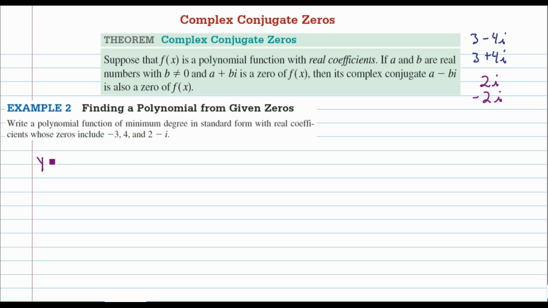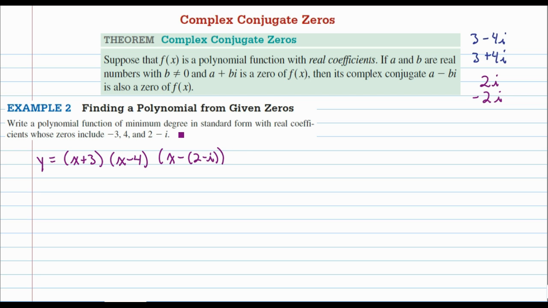So here's the function, y equals, if negative 3 is a zero, that means x plus 3 is a factor. If positive 4 is a zero, x minus 4 is a factor. So in other words, the zeros get plugged into x minus the zero. x minus negative 3, x minus 4. This one will be x minus (2 minus i). Remember to put the 2 minus i in its own set of parentheses so the negative sign gets distributed.